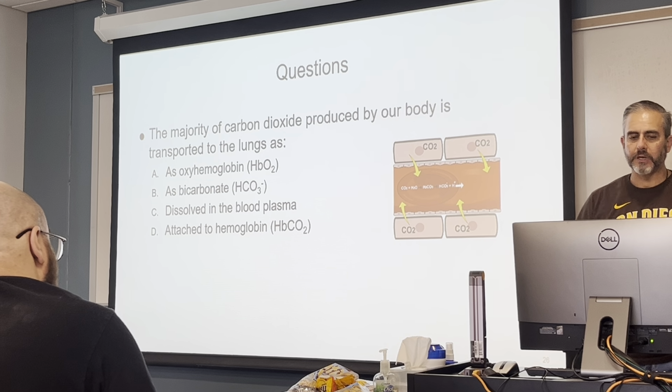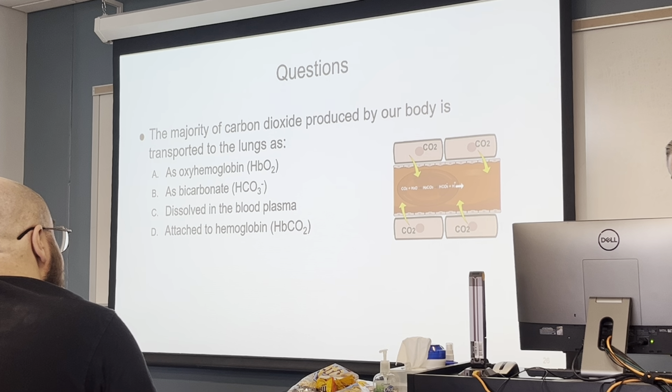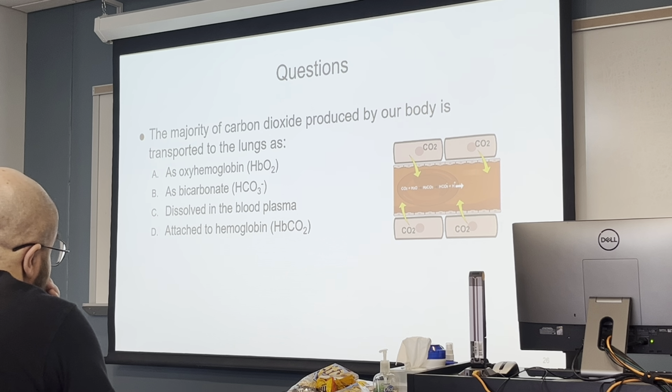Next question. The majority of carbon dioxide produced by our body is transported to the lungs as A, oxyhemoglobin, B, as bicarb, C, dissolved in blood plasma, or D, attached to hemoglobin. The majority is carried as bicarb, as bicarbonate.